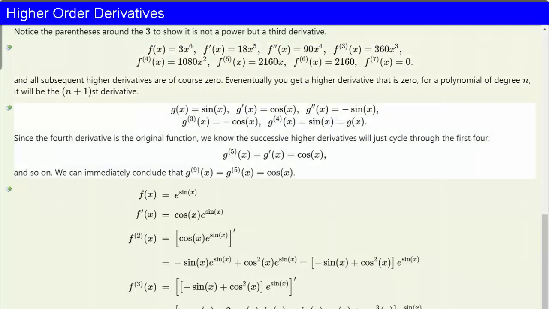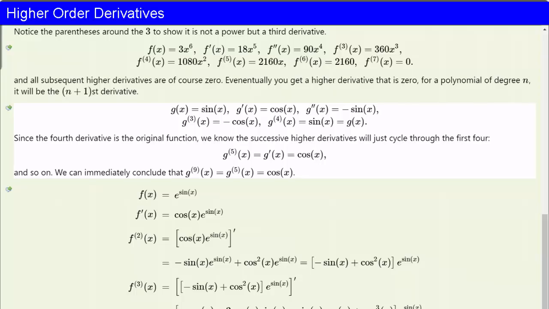Here's an example with a trig function. g of x is sine x. g prime of x is cos x. g double prime of x is minus the sine of x. The third derivative is minus the cosine of x. The fourth derivative is the sine of x, which is just the original function g of x.